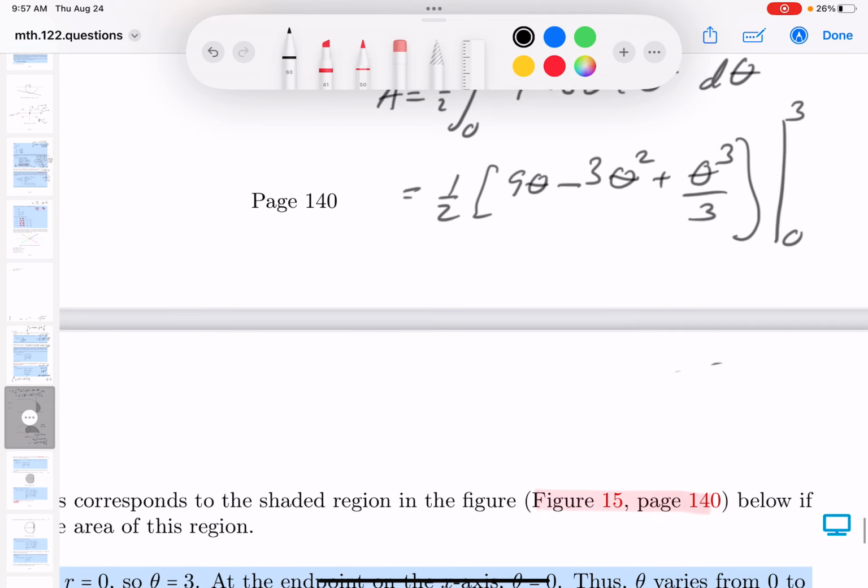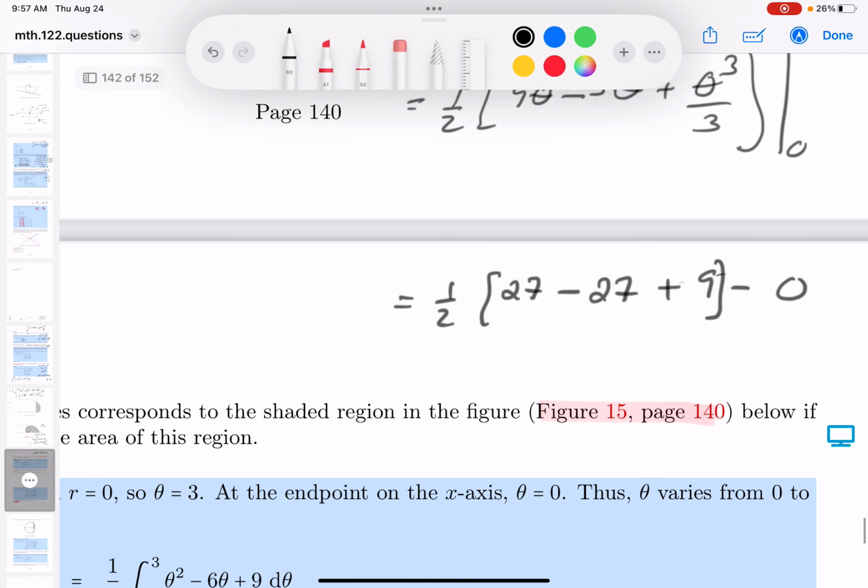Let's see if I can do that. 1/2. 9 times 3 is 27. Minus 3 times 9 is 27. Gee, isn't that convenient? And then 3 cubed over 3 is going to be plus 9. If you evaluate the lower limit with 0, you're just going to get 0. Every single term is 0, and half times 0 is 0. What do you get over there? 9 over 2.